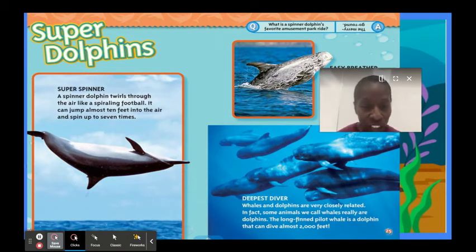Whales and dolphins are very closely related. In fact, some animals called whales really are dolphins. The long-finned pilot whale is a dolphin that can dive almost 2,000 feet. And that's really interesting because sometimes I find myself mixing up a whale and a dolphin. So I just learned that they are closely related. And I learned that through the captions.